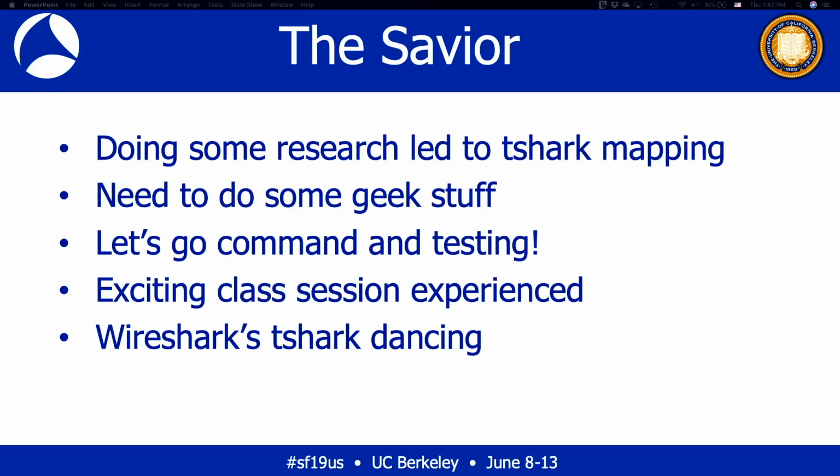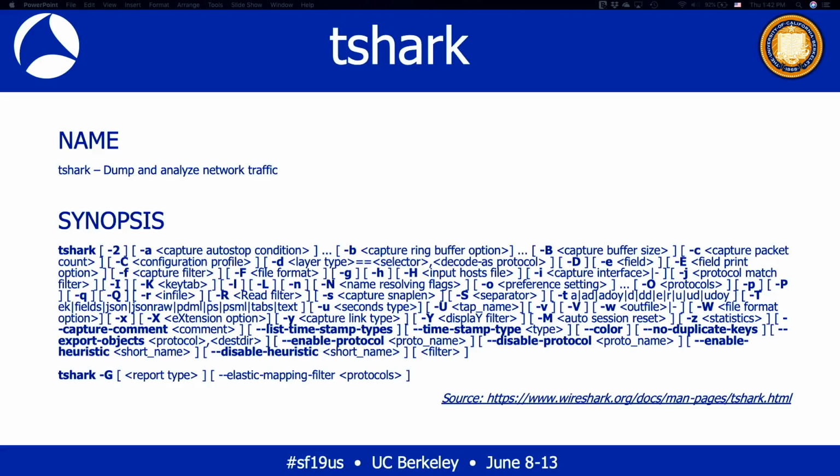It's not very geek, but we are doing the commands and testing on the terminal. So it will be an exciting class session. Wireshark has introduced what we call Tshark for Elastic mapping filters. We will use this parameter throughout our class, because we will translate a few fields into JSON so that we can input the pcap file from the JSON to the Elasticsearch. Okay.